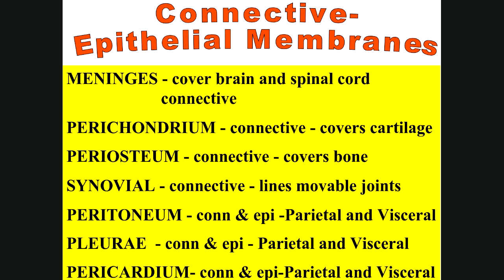The meninges are the connective tissue and epithelial membranes that collectively cover your brain and spinal cord. So your brain is actually wrapped in these connective tissue membranes, half epithelium, half connective. If you get them infected, clearly you have meningitis. The perichondrium is the membrane that covers your cartilage pieces, also a connective and epithelium combination. The periosteum is the membrane that covers your bones. That's why your bones look a little red instead of white.